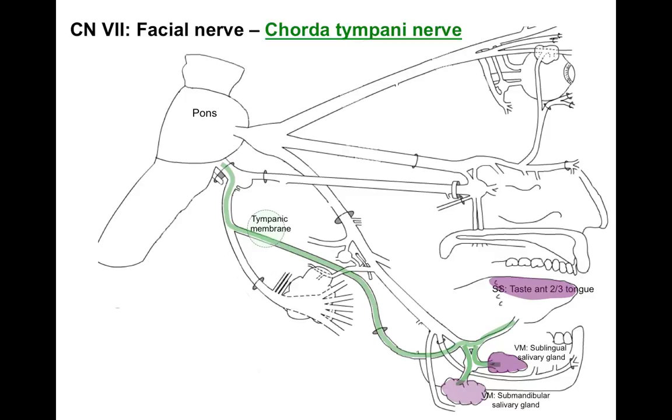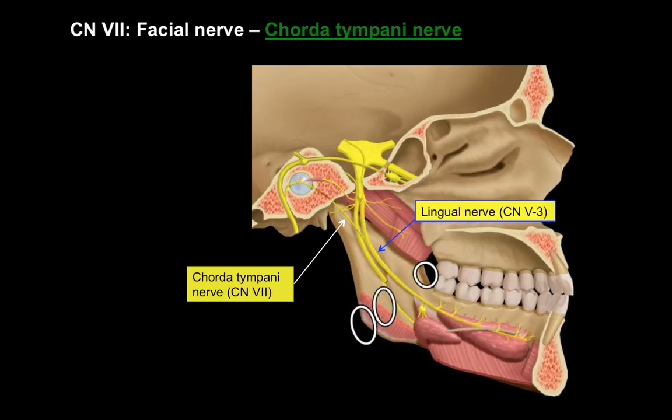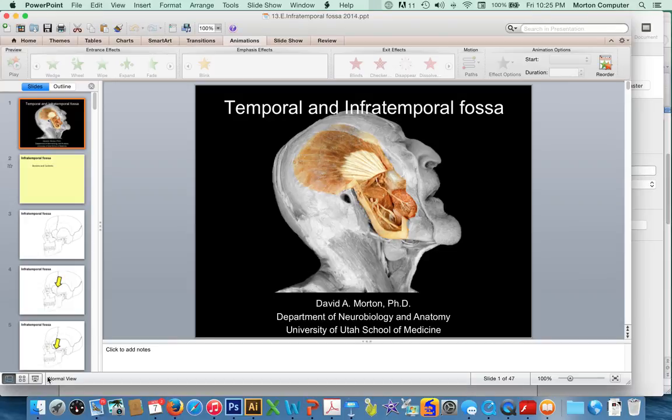And so how is the chorda tympani going to get to its structure? Well, here we've got cranial nerve V-3. So the chorda tympani nerve is going to hitchhike on cranial nerve V-3 to get to the tongue and the salivary glands from the infratemporal fossa. So here we have it again. There's our lingual nerve from V3, and there's the chorda tympani branch from 7 in the infratemporal fossa.